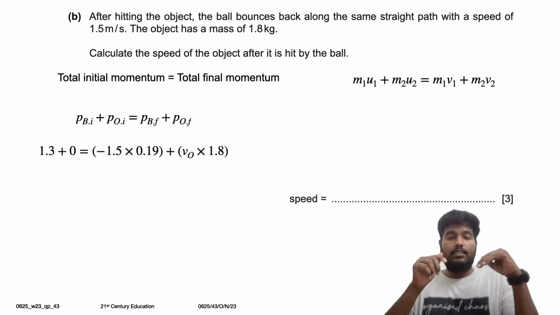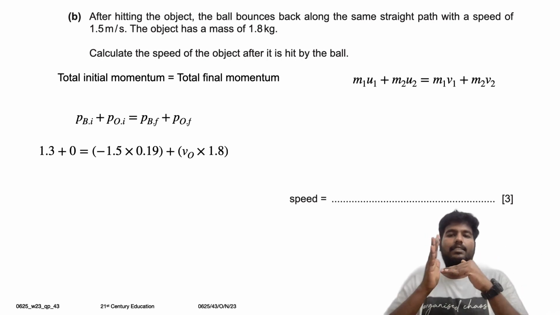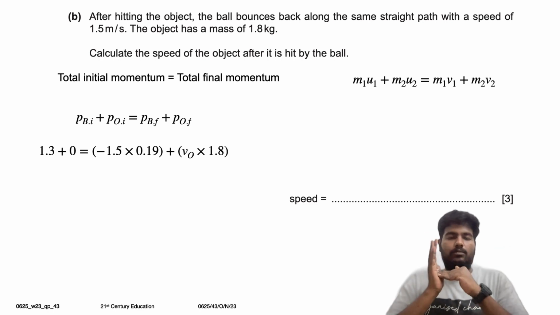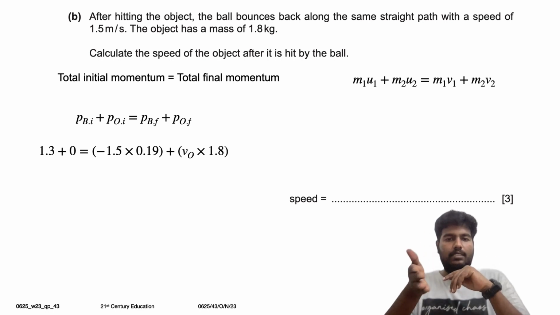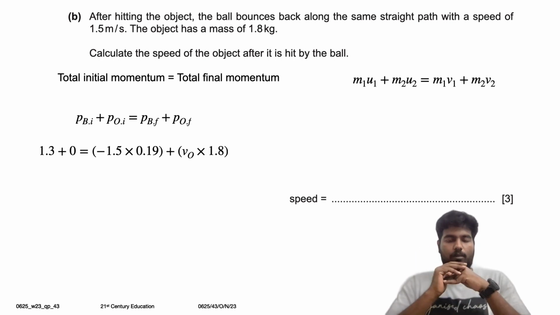For the final momentum of the ball, you have to take the direction into account. Velocity is a vector. Initially we consider this direction as positive. When it bounces back, it takes a minus value because your reference direction is positive. So that's why this 1.5 meter per second is negative. So minus 1.5 multiplied by the mass of the ball, 0.19 kg, plus the final velocity of the object multiplied by its mass, 1.8 kilogram.